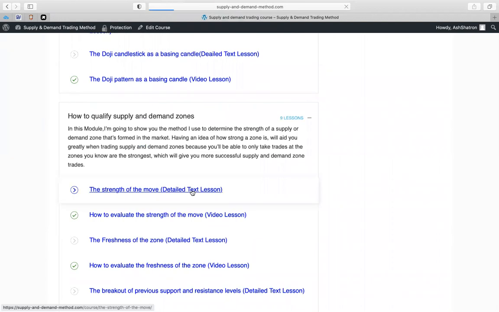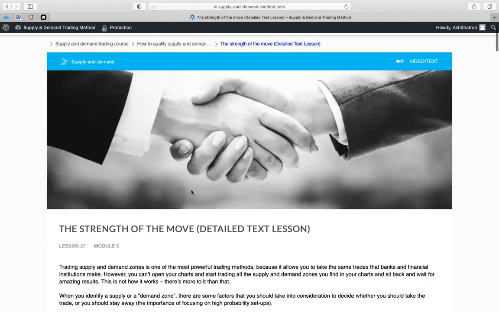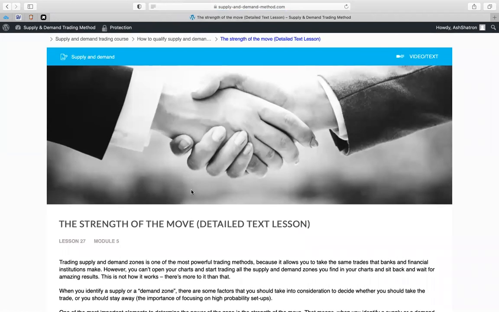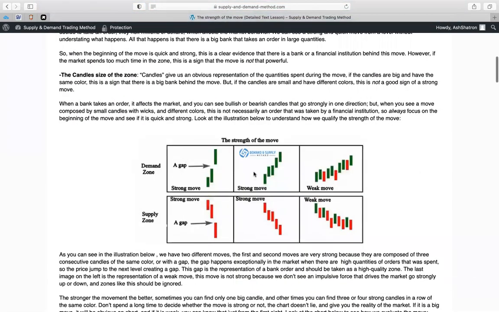All right, so let's talk about this. How to find quality supply and demand zones, right? So this is where you actually find accurate demand zones. So it talks about the strength of the move. Let's look at something. For a demand zone, the strength of the move, it says strong move, right? Strong move, weak move. So if price is going up, usually you want to see something like this. This is the base. You want to see price going up like this.